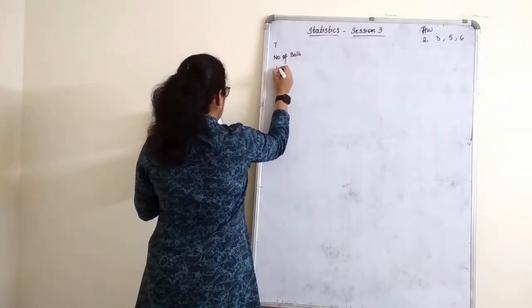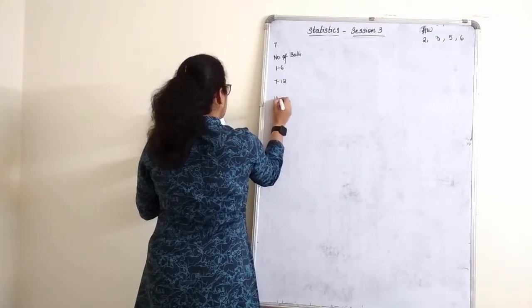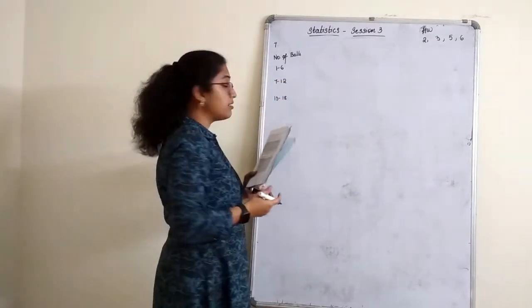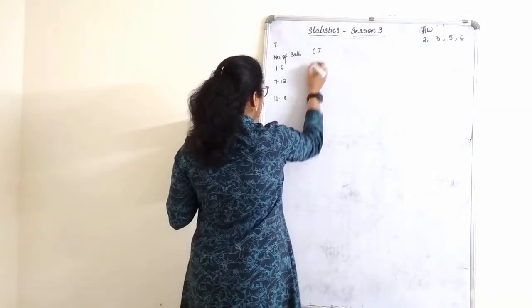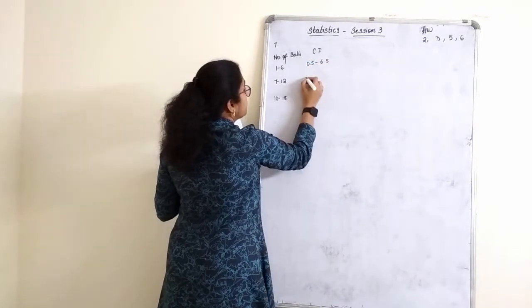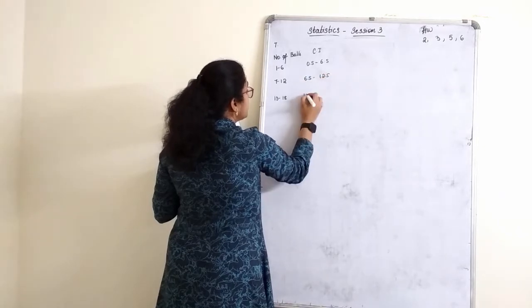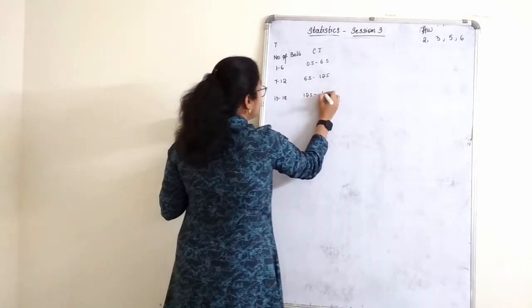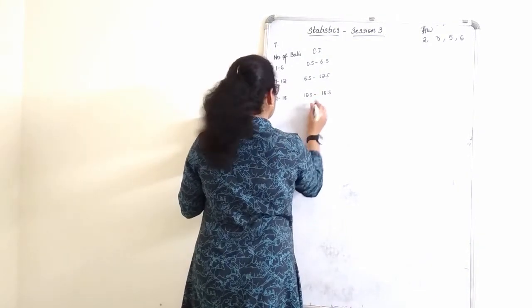So I only write 1 to 6, 7 to 12, 13 to 18. Is this right to go ahead? No. I require a class interval of the continuous type. So this is 0.5 to 6.5, 6.5 to 12.5, 12.5 to 18.5.